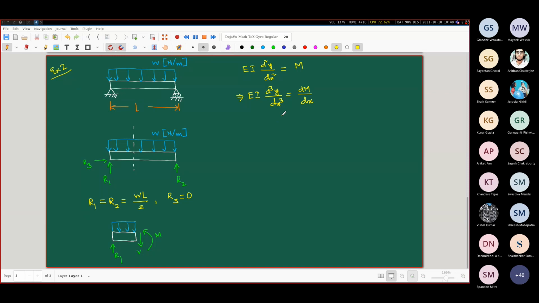Okay, what is the benefit that I have obtained from here by doing this differentiation? You see this dM by dx is actually V, not minus V. Okay, so dM dx is V. Okay, V is the shear force. All right. Now, next I will do another differentiation.